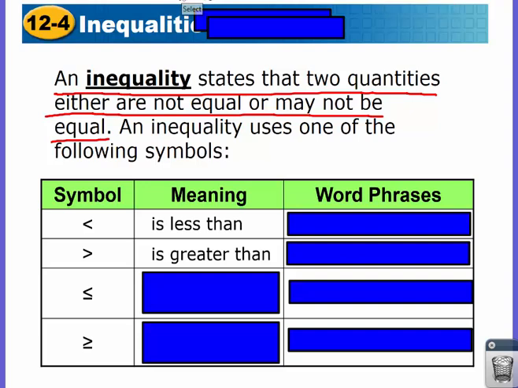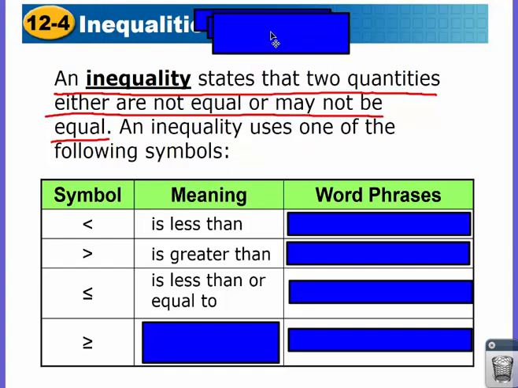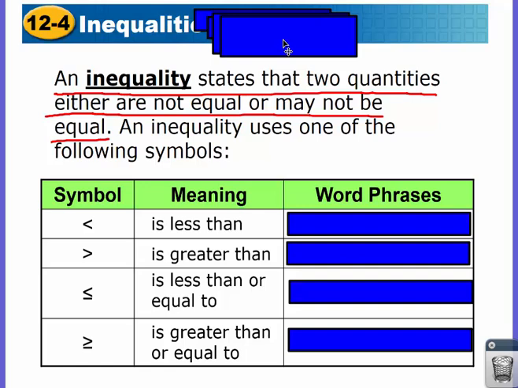Then we also have some of the same symbols, but with a line underneath. The first one says that it's going to be less than or equal to. And the last one there is greater than or equal to. So that means it could be greater than or equal to the value in order to make a true statement.